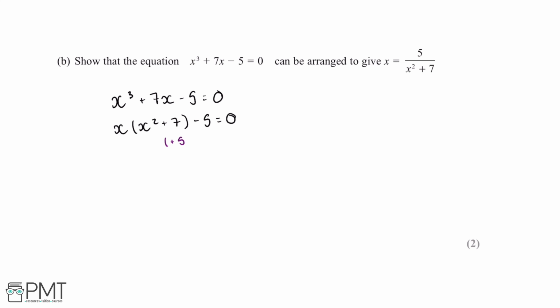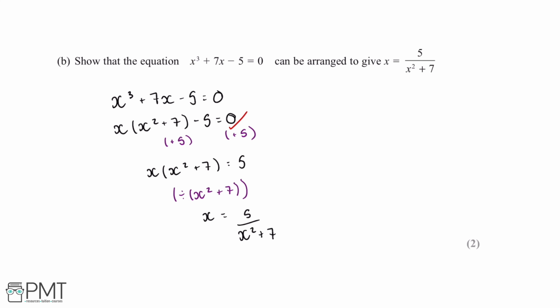So now the next thing we can do is add 5 to both sides of this equation. And this gives us x multiplied by x squared plus 7 equals 5. So now the final thing we need to do is divide both sides of the equation by x squared plus 7. And this gives us that x is equal to 5 over x squared plus 7. Now this question's worth 2 marks. We'll get our first mark for factorising the original equation and our second mark for the complete correct solution.